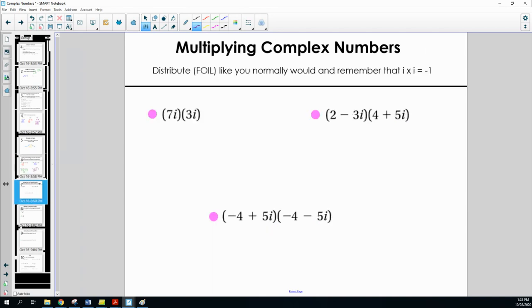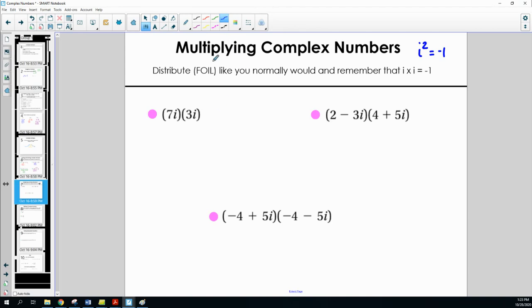Okay, the next thing we're going to look at is how we can multiply complex numbers. So we're going to distribute or FOIL like we normally would. The thing that we need to remember here is that i times i is -1, right? So anytime that we get i squared in our problem, we must replace that with a -1. So in our final answers, it's okay to have i, but we do not want to have i squared. We want to replace that with -1.